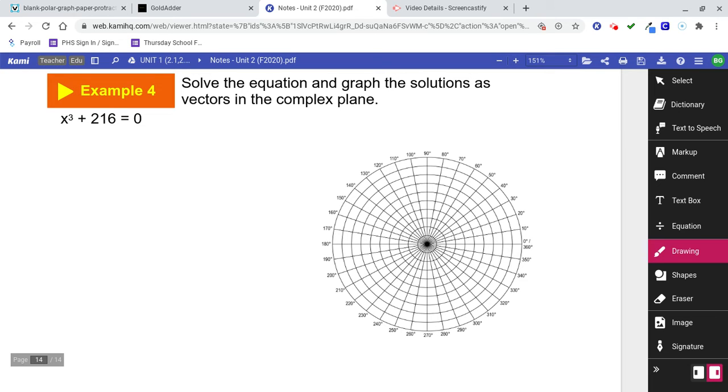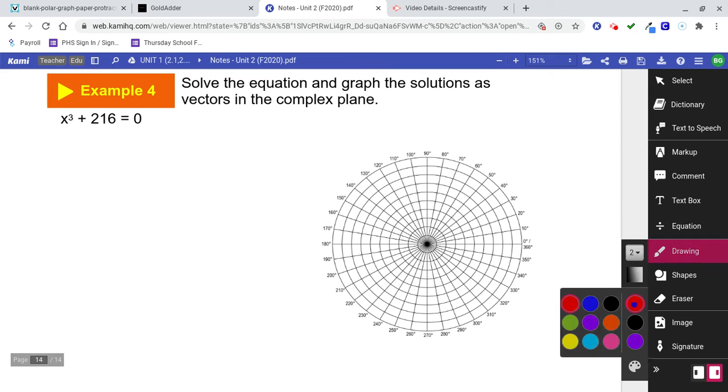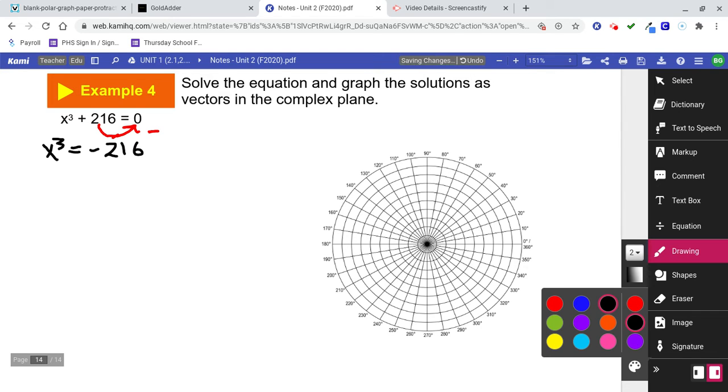Number 4 is basically the same thing. It says solve the equation and graph the solutions as vectors in the complex plane. Now, this is a little bit different because you don't have x on one side by itself, but just think about what you do in algebra to solve an equation. You'd subtract this 216 over, okay? We're trying to isolate the variable just like we always do. So let's subtract this 216 over. x cubed equals negative 216. Now, we can see how many solutions there will be. How many will there be? We know there will be 3, okay?